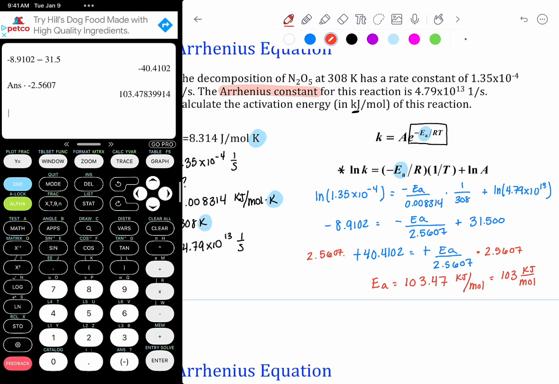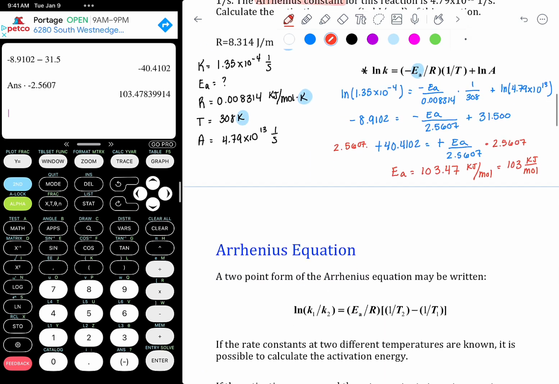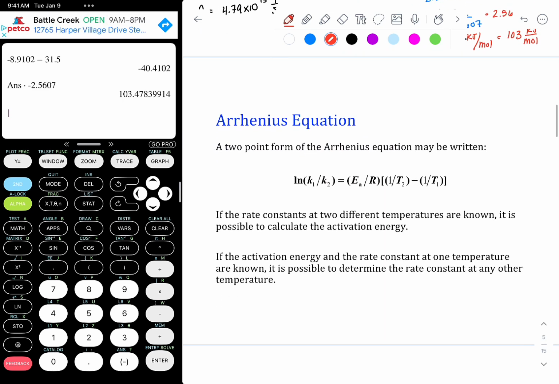Now there is another form of the Arrhenius equation that we can utilize, and this is specifically when we're comparing the rate constants at 2 different temperatures. So we can see how the rate constant is affected if we were to change the temperature, because we know that the rate constant is going to change if we change the temperature. If we're increasing the temperature, the reaction is going to happen faster. If we decrease the temperature, the reaction is going to happen slower.